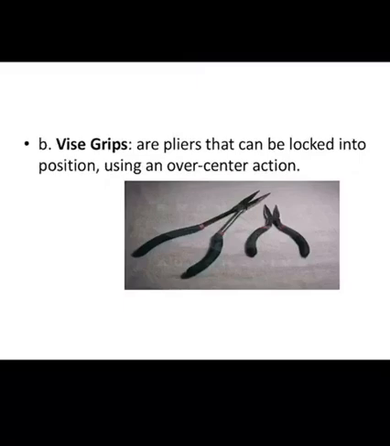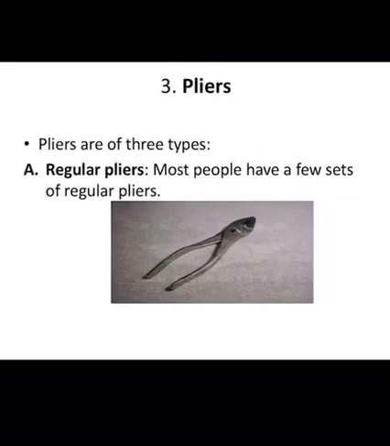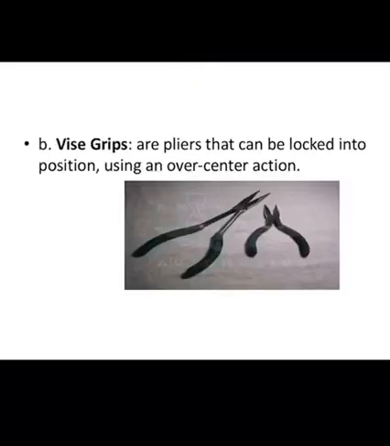Number two, vise grips. What's the meaning of vise grips? Vise grips are pliers that can be locked into position, so you can lock them in whatever position you want using an over center action. This is a vise grip or vise grip pliers. Very good. So number one, we have regular pliers, and then we have vise grips, and then we have needle nose pliers.